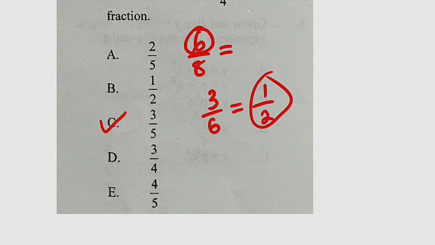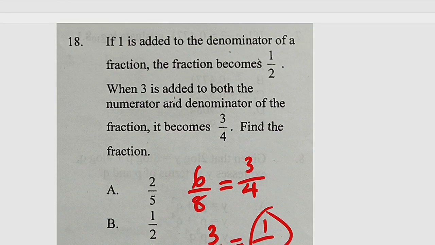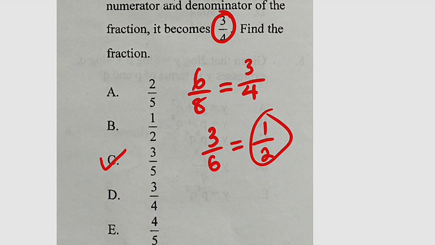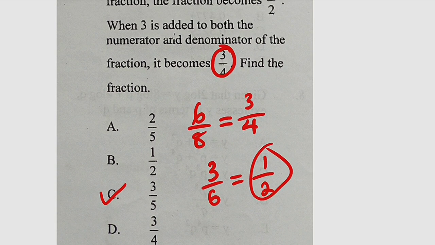2 can divide 6 3 times. 2 can divide 8 4 times. So 3 over 4. Is it 3 over 4? Yes. Therefore, our right option is C, which is 3 over 5. Well, let me show you the working step by step.